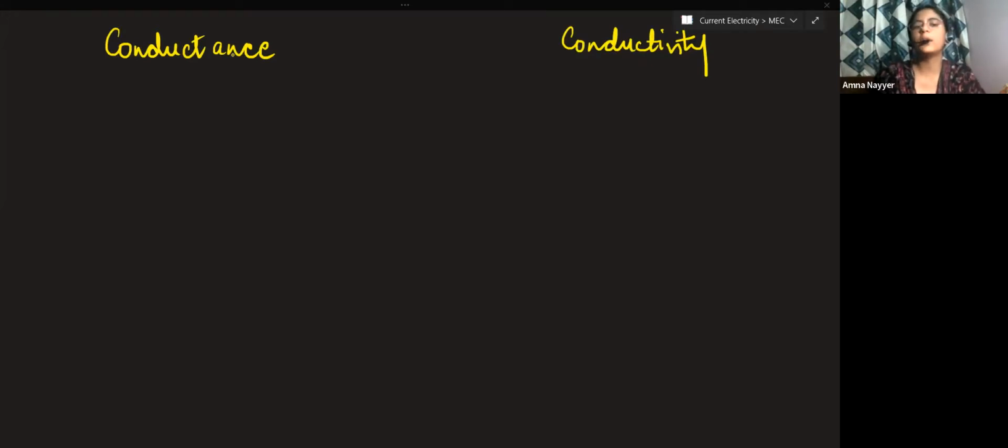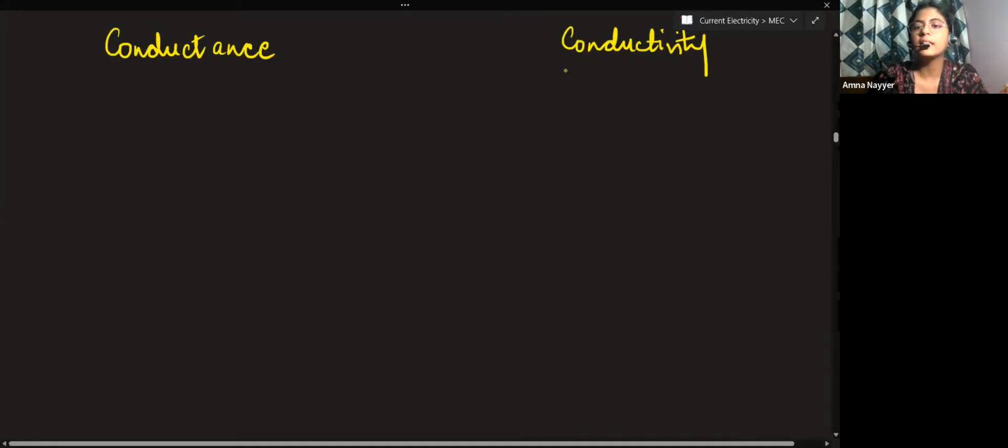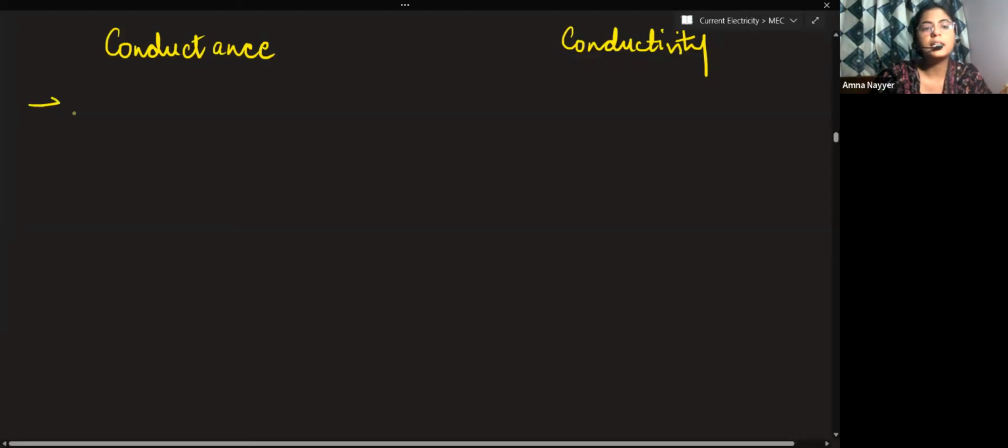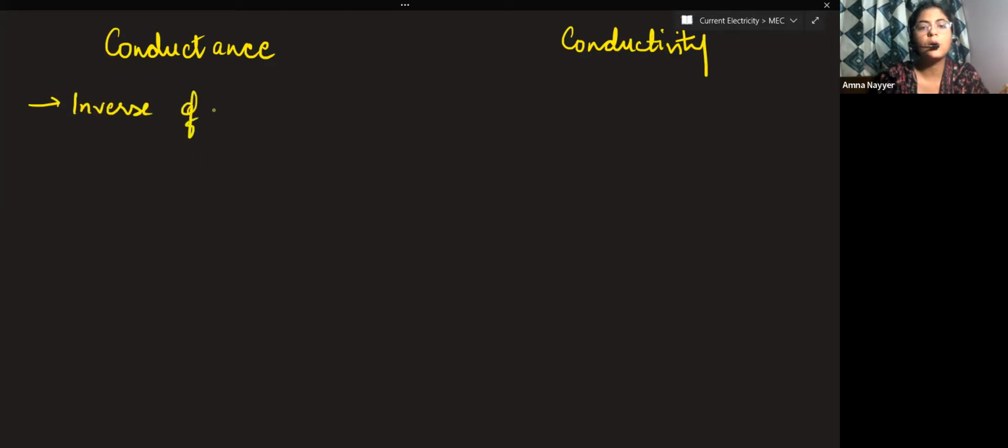Now see, 4 important topics that we are going to discuss. We'll discuss it simultaneously only. First one is your conductance and other one is your conductivity, these 2 topics. See, conductance is similar to resistance, conductivity is similar to resistivity. How can you relate between conductance and resistance? It's the inverse of resistance. So conductance is basically the inverse of resistance.